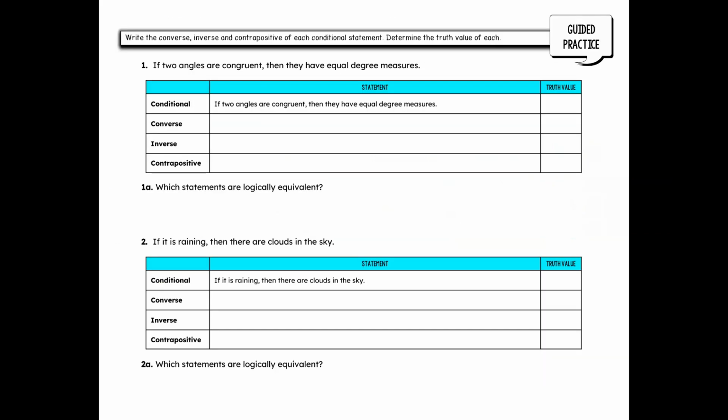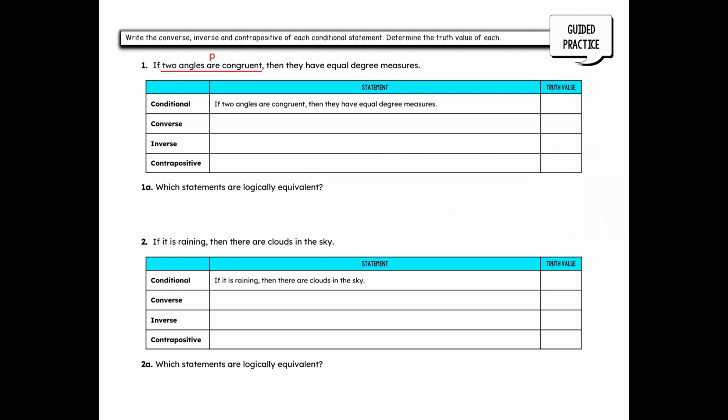I've got two examples here. We're going to work through them and we're going to write the converse, inverse, and the contrapositive for this conditional. We're going to determine the truth value of each one, and then we're going to find which statements are logically equivalent. So in example number 1, if two angles are congruent, then they have equal degree measures. This is our conditional. Let's first identify the hypothesis and the conclusion.